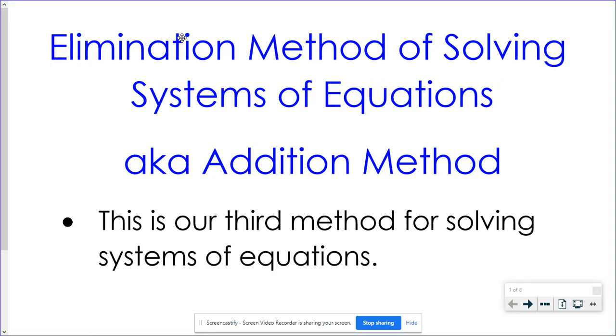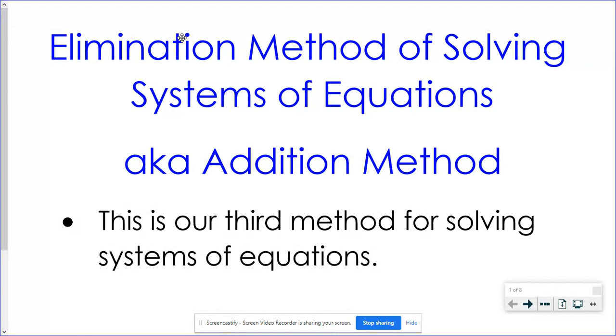Hello, algebra students. Today we're going to start our third method for solving systems of equations. And to be perfectly honest, this is my favorite one of the three. Graphing is a nice way to start with systems of equations because you get a visual and you know what's really happening there and you're looking for where the two lines cross.